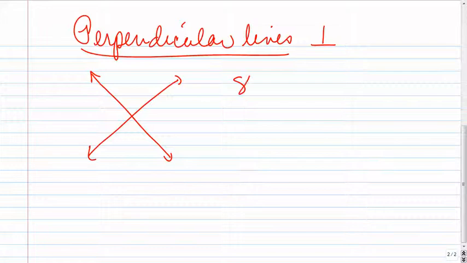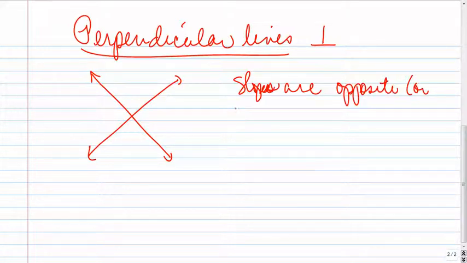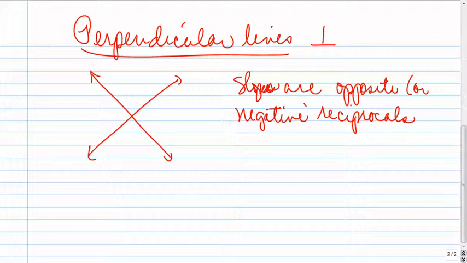The slopes of perpendicular lines are what we call opposite or negative reciprocals. Now, opposite or negative means the same thing. It means the opposite sign. A reciprocal of a number is the inverse of it. Or if you have a fraction, you flip it to get the reciprocal.